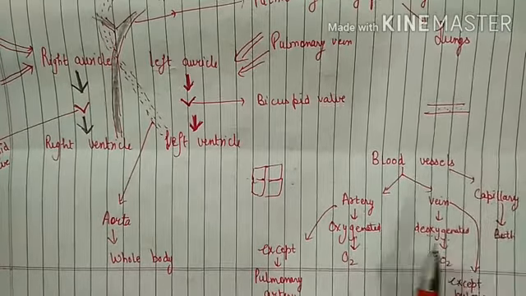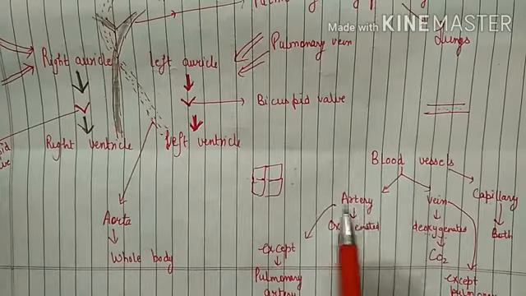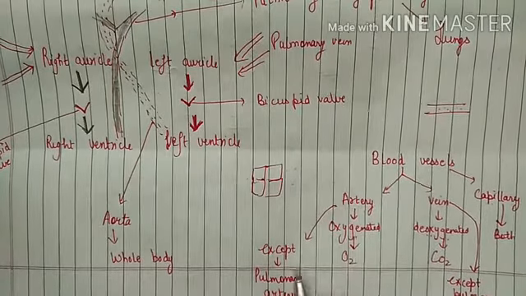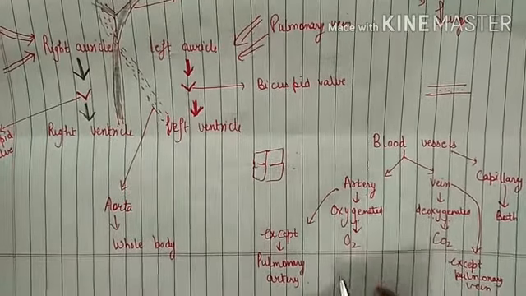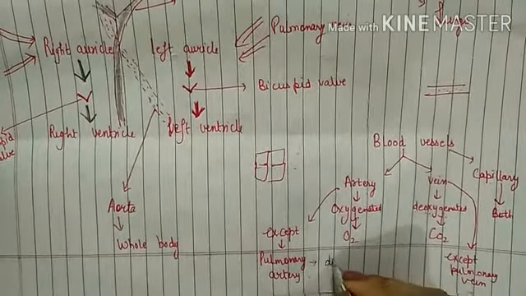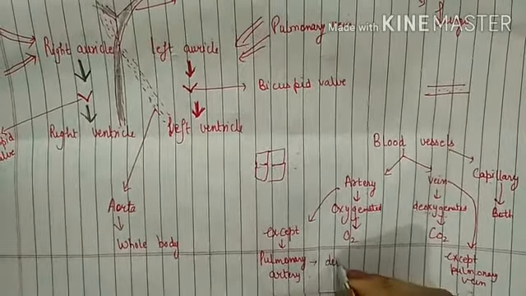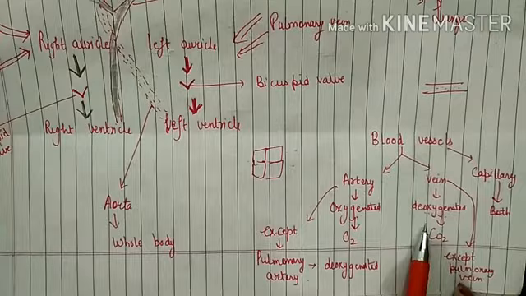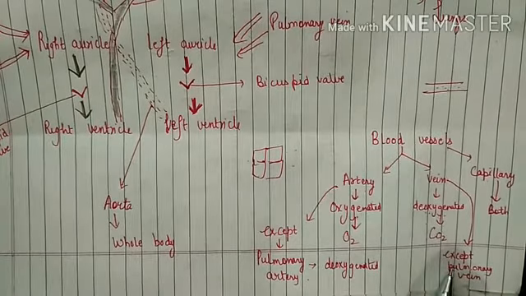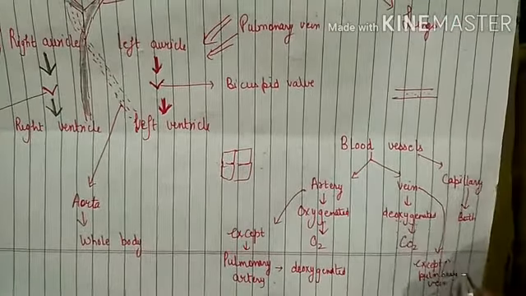So there are three types of blood vessels in our body. Number one is artery, then vein, then capillary. And all the arteries carry oxygenated blood except the pulmonary artery. So the pulmonary artery will carry deoxygenated blood. Then similarly, if we consider veins, all the veins carry deoxygenated blood except the pulmonary vein, which will carry oxygenated blood, meaning oxygen rich blood.